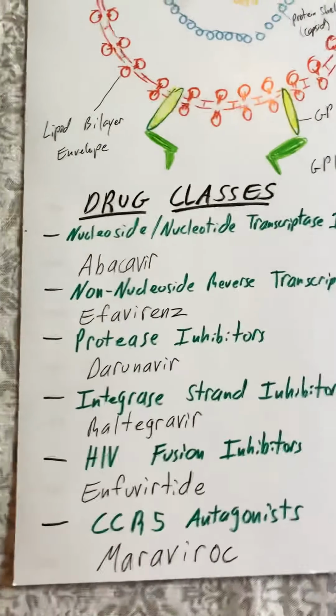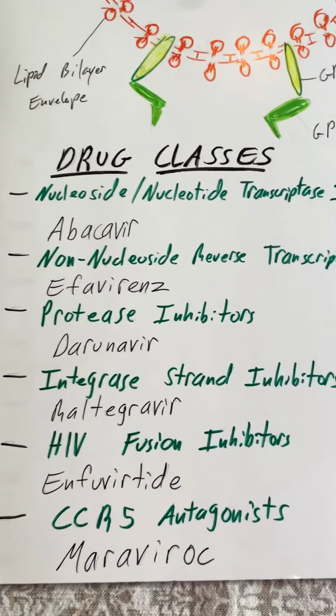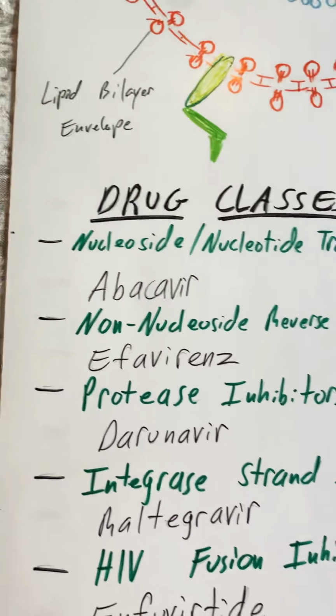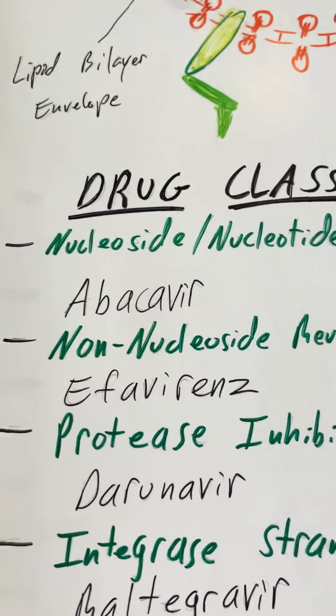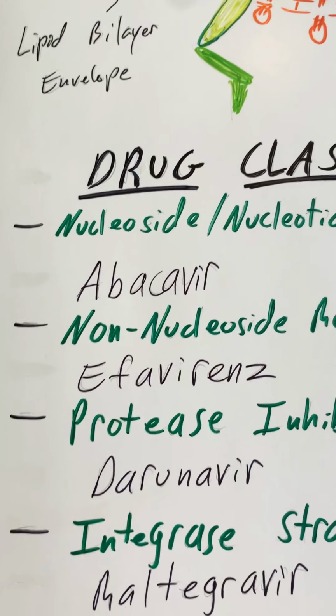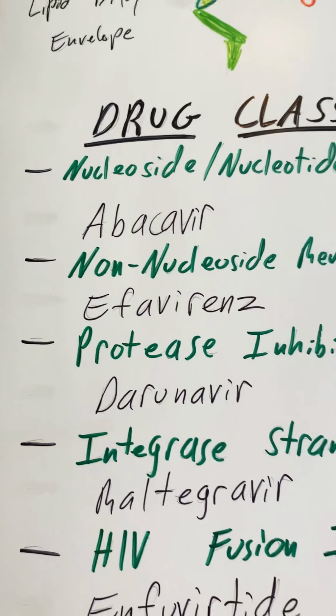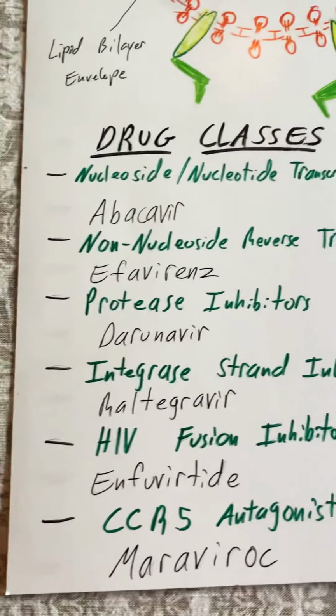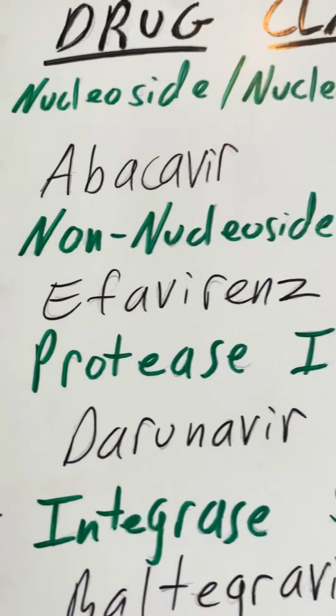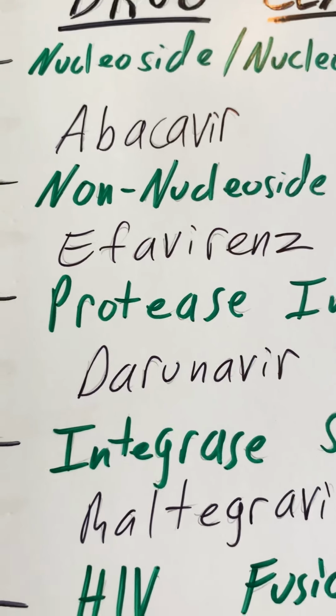And these are the drug classes here that pertain to HIV infection. So we have nucleotide reverse transcriptase inhibitors. The drug for that is abacavir. Non-nucleoside reverse transcriptase inhibitors. I'm just going to let you guys pronounce it.